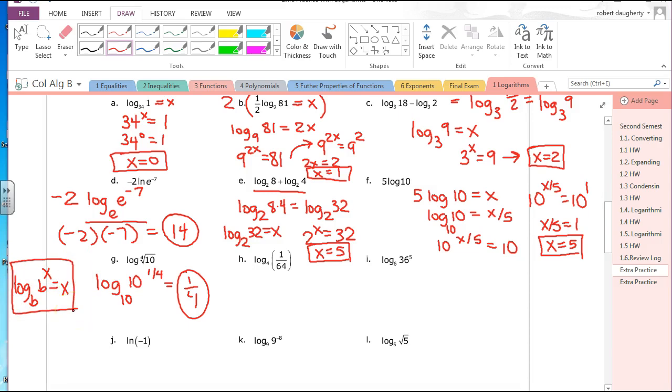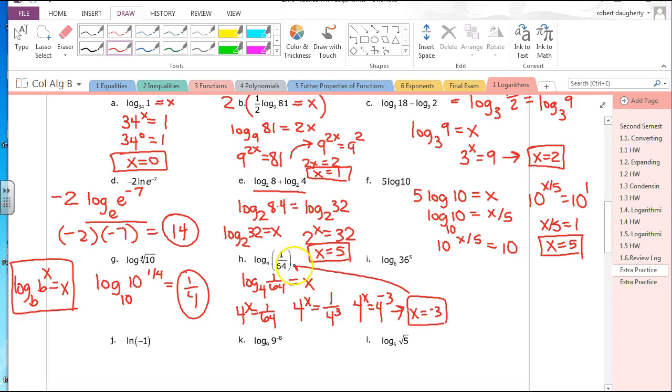Log base 4 of 1 over 64. I don't know what that is. Let's say that it's equal to x. That means that 4 to the x is equal to 1 over 64. Another way of writing that is 4 to the x equals 1 over 4 cubed. That's what 1 over 64 is. That means that 4 to the x equals 4 to the negative 3. Therefore, x equals negative 3.